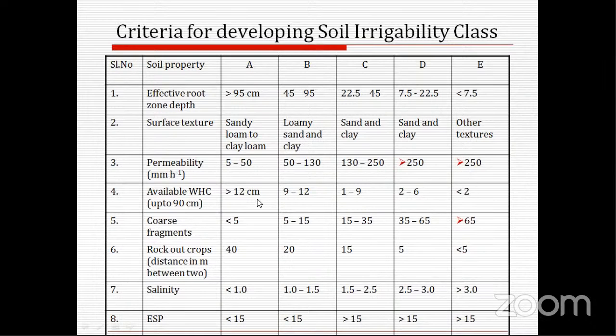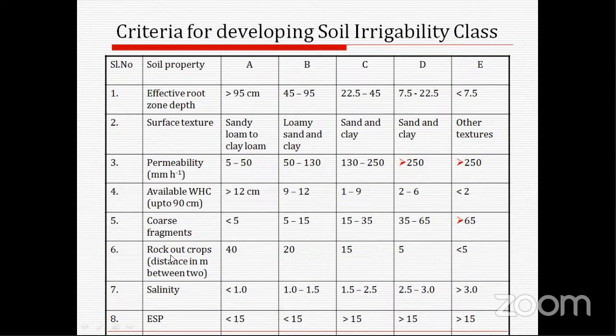Here in conditions, water holding capacity was more than 12 centimeters, but here 9 to 12, 5 to 9, 2 to 5, and less than 2. So you see these two are very limiting here also. Coarse fractions will be less than 5, 5 to 15, 15 to 35, 35 to 65, and more than 65.